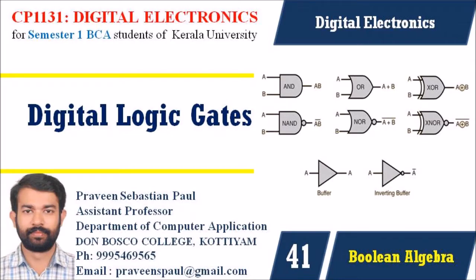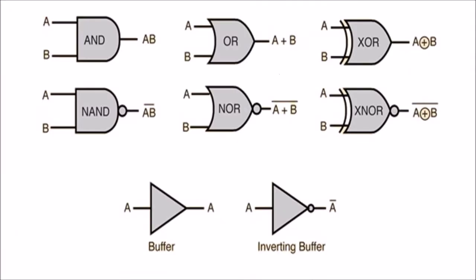From this lecture onwards, we are discussing the digital logic gates. The digital logic gate is a basic building block from which all digital electronic circuits and microprocessor based systems are constructed. Basic digital logic gates perform logical operations like AND, OR, and NOT operation on binary numbers.